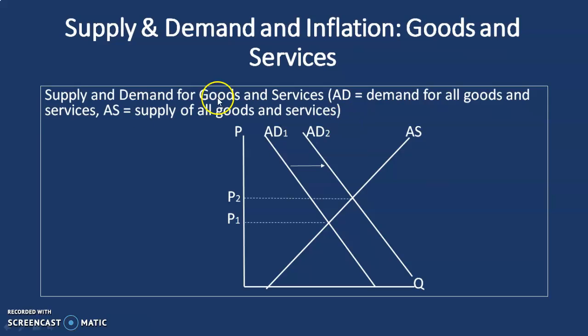So if we increase the money supply, that's going to increase the total income of people in the United States, and that means that the aggregate demand is going to increase, since income is one of those things that can cause a change in demand.